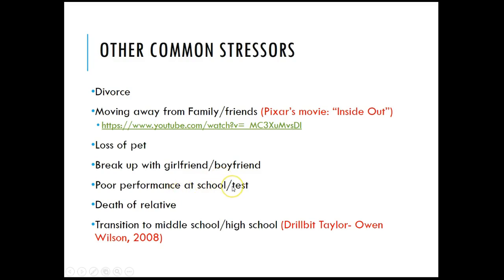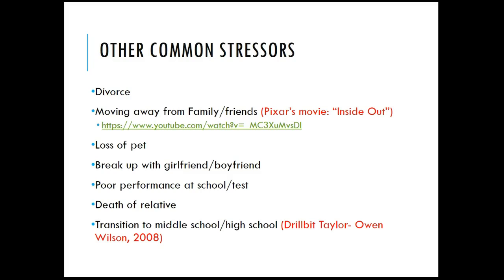Poor performance at school and on tests. Specifically, during high school, as a junior, there's a whole pressure to do well on your SATs or your ACTs or several other exams you want to take, depending on where you want to go to college. And not being able to do well on those can be a huge stressor for students, often delaying when they apply to colleges because they're set on going to a certain place.